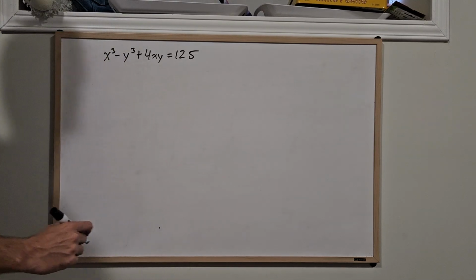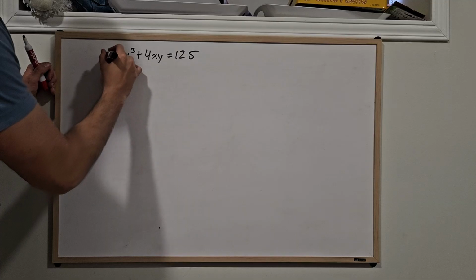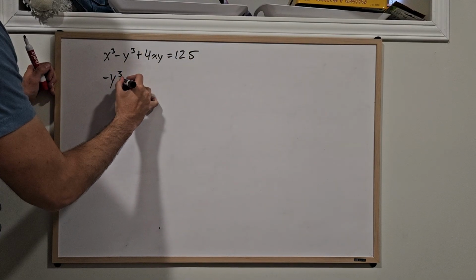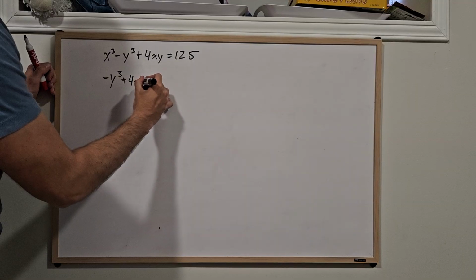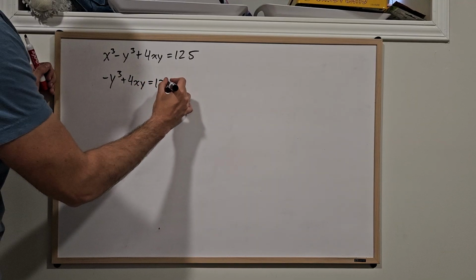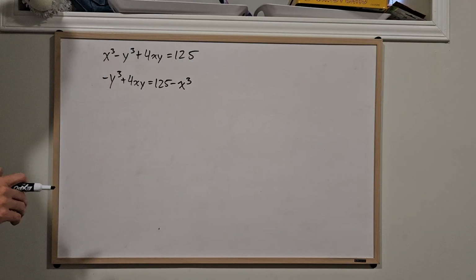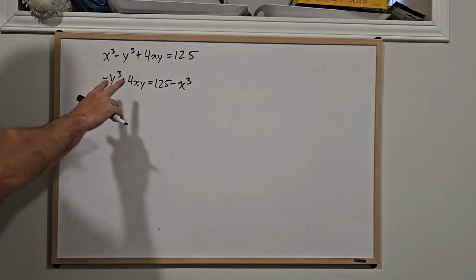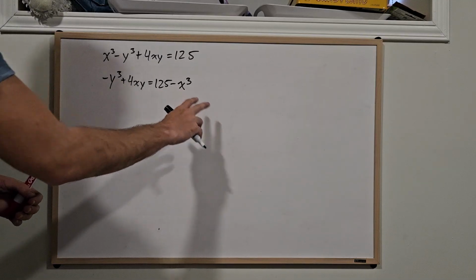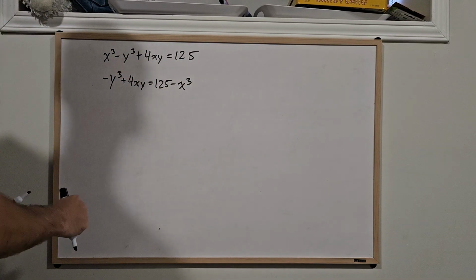Rearranging this, moving the x cubed over to the other side, we have negative y cubed plus 4xy is equal to 125 minus x cubed. Now, implicit differentiation, we are going to take the derivative of each piece individually as we go along. So here we go, let's tackle it.